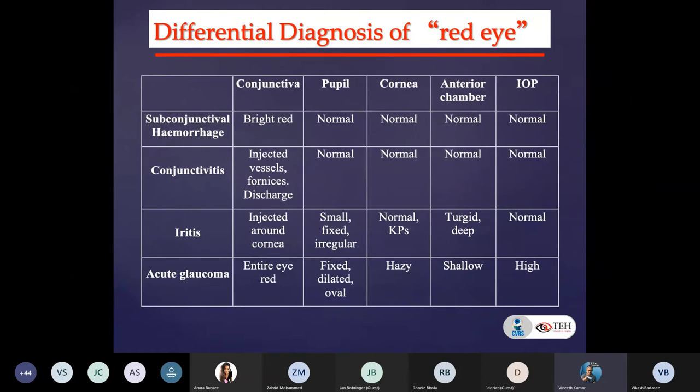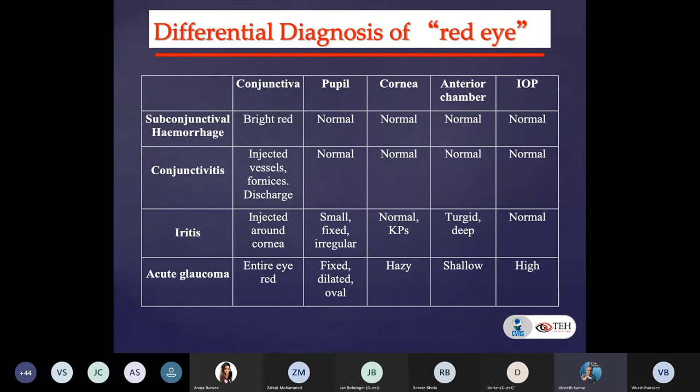So having shown you all the pictures about red eye, this is a table showing you the difference between a subconjunctival hemorrhage, conjunctivitis, iritis, and acute glaucoma. How does the conjunctiva appear in these groups of patients? How does the pupil appear? How does the cornea appear? Anterior chamber and intraocular pressures.